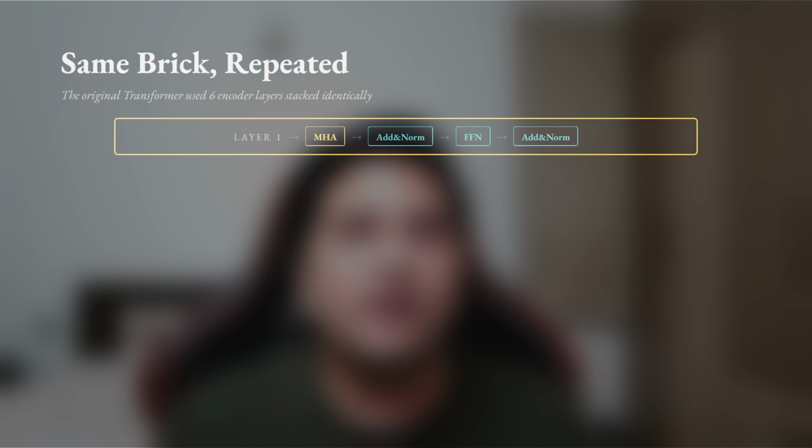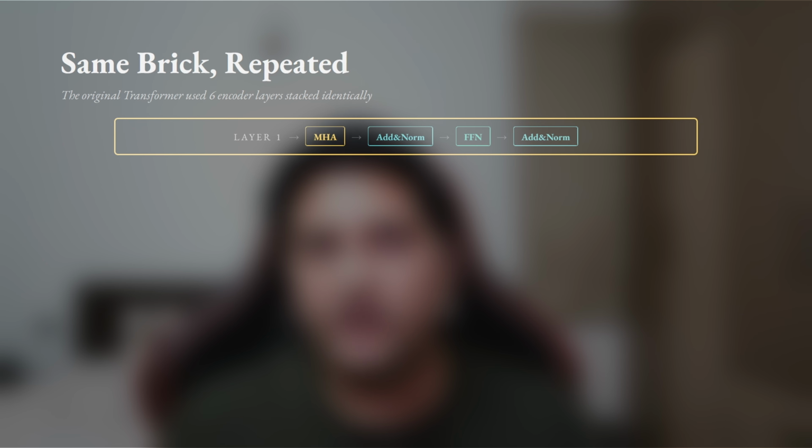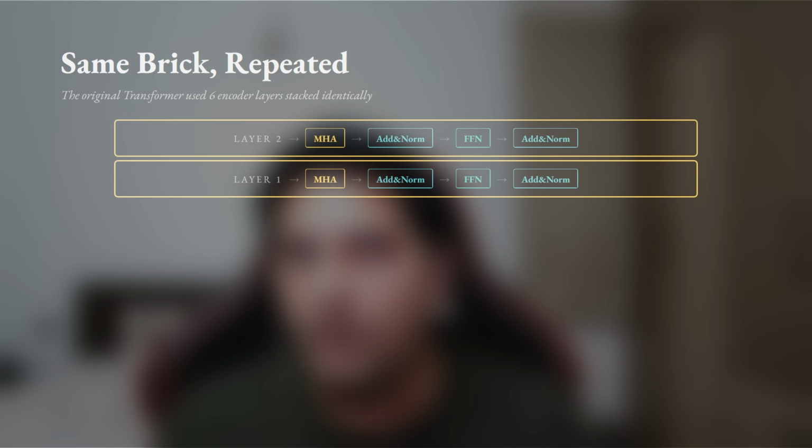We have dissected every component of a single encoder layer. The final step is to see what the full encoder looks like when you stack these layers on top of each other. Layer 1 is the foundation. Its output Y becomes the input X to layer 2. The interface is identical in both directions. Same number of tokens, same vector dimension in and same out.